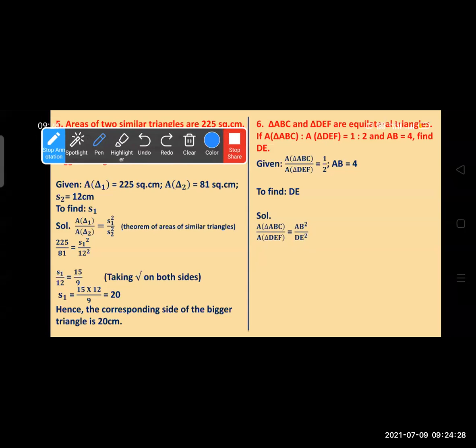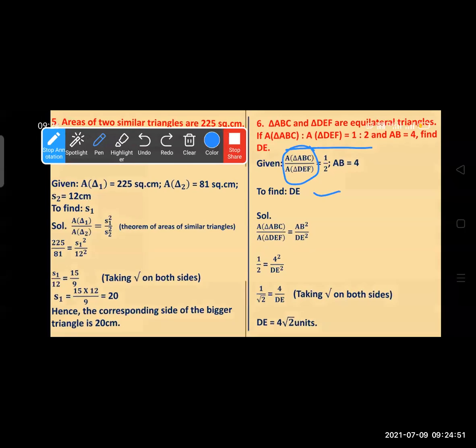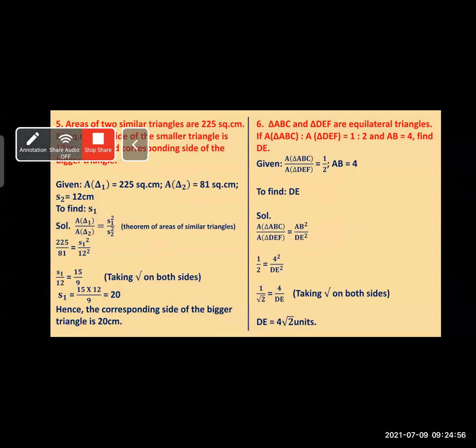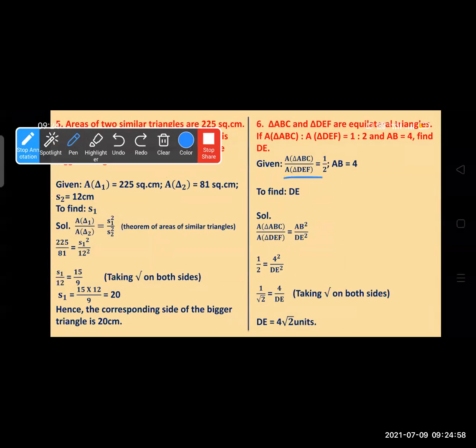Triangle ABC and triangle DEF are equilateral triangles. If the area of triangle ABC to the area of triangle DEF is equal to 1:2 and AB is equal to 4, find DE. So in this question, the ratio of the two areas is given. Area of triangle ABC to the area of triangle DEF is equal to 1:2 and AB is 4. We want to find DE.